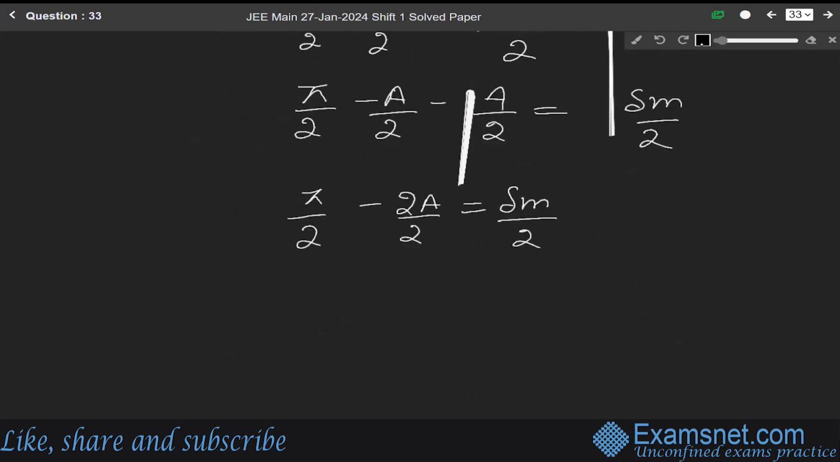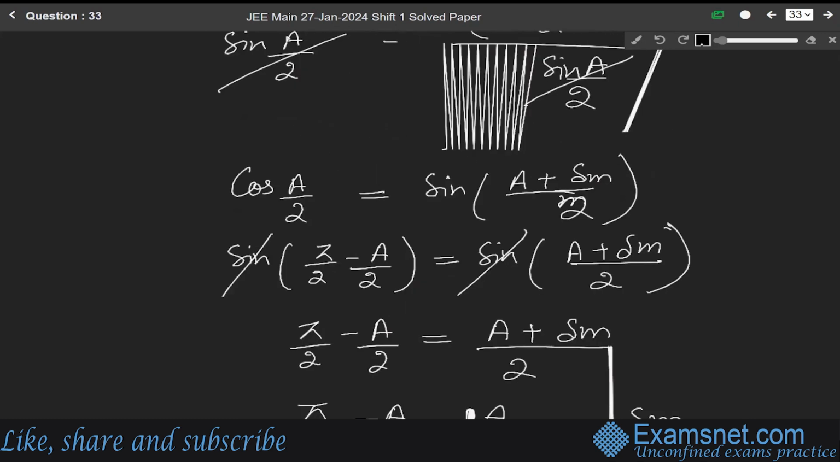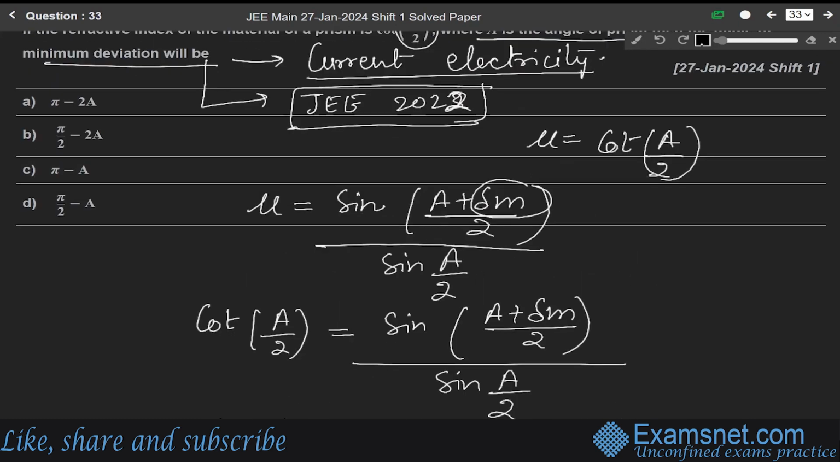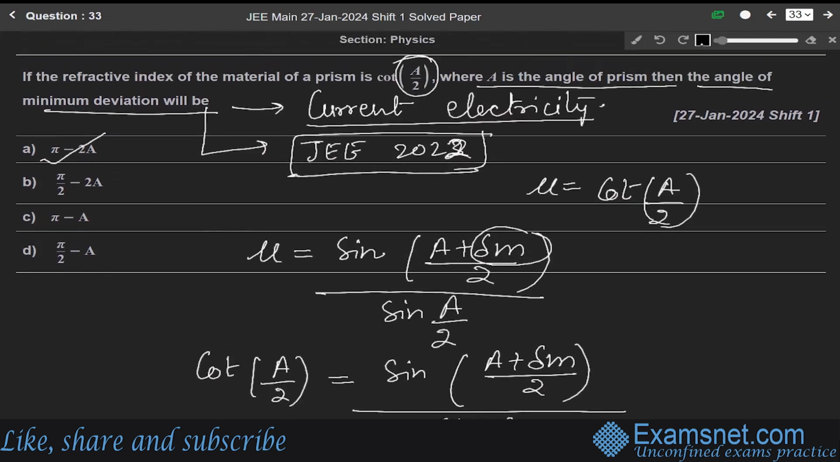So minimum deviation angle delta m is equal to pi minus 2A. So our correct answer is delta m equals pi minus 2A. That is option A. Students, as you are seeing, the questions are being repeated. So you should practice all the previous year's question papers.